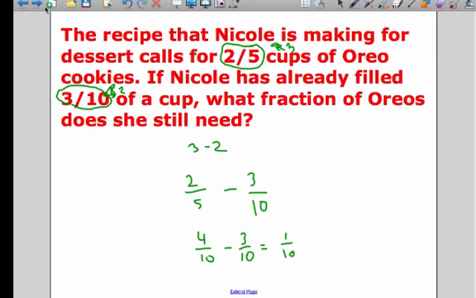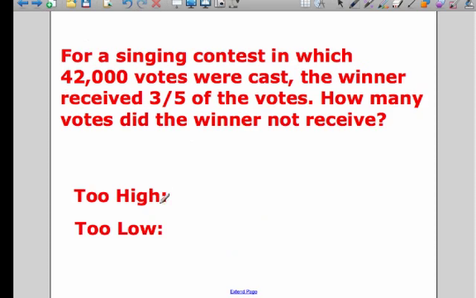One more problem for us here, and in this one I'm doing it too high, too low. For a singing contest in which 42,000 votes were cast, I'm going to circle that. That's kind of important. 42,000 votes. The winner received 3/5 of the vote. So the winner didn't get all the votes, just 3/5 of the votes. How many votes did the winner not receive?